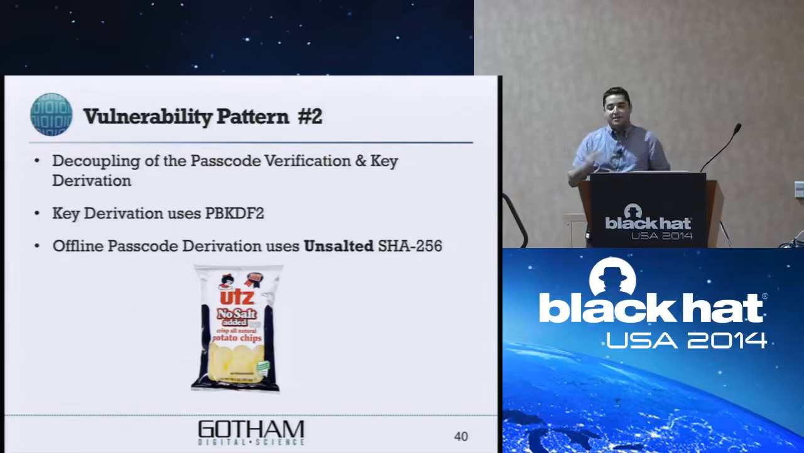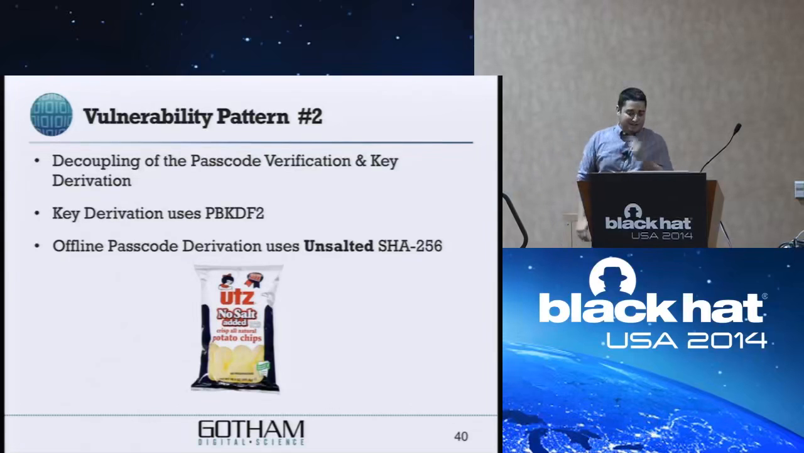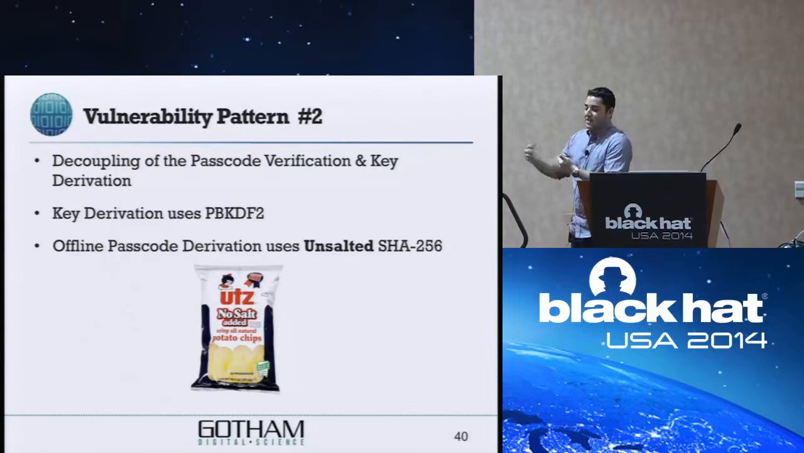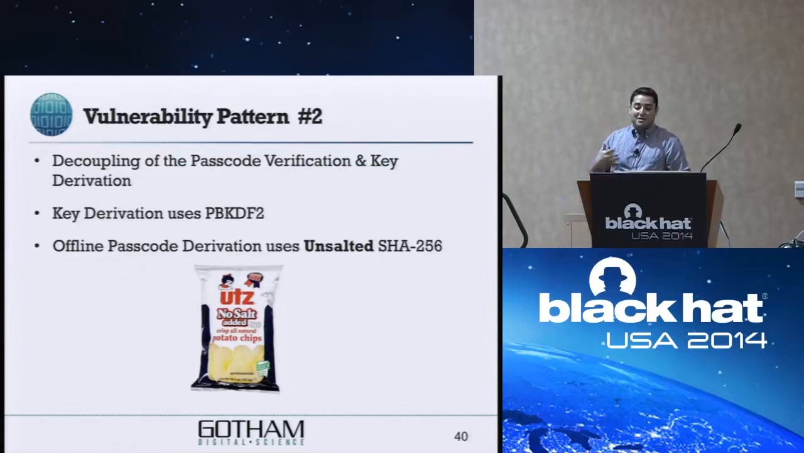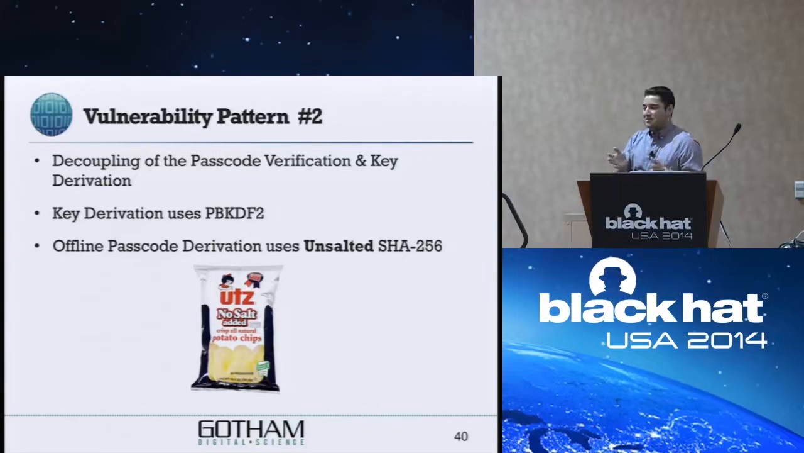You're doing PBKDF2 with 20,000 iterations with secure salt, doing the whole bag of tricks, right? But there might be some logic before that key derivation where it's doing some sort of a checksum, trying to validate whether that passcode is correct before it starts deriving a key. So this is a common bug that we found where the key derivation could be strong, but then you have this really weak passcode verification that I can now use to brute force instead of brute forcing the key derivation.